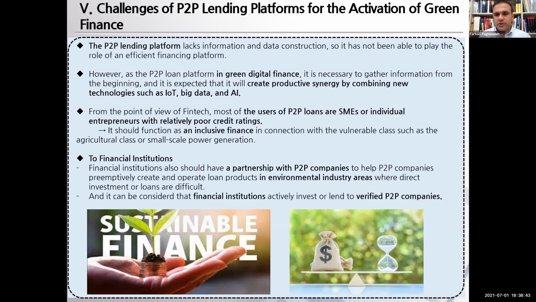Thank you very much, Dr. Yu, for your interesting presentation on P2P lending. Next we will have a discussion, and I'm going to discuss these three presentations and give some comments.